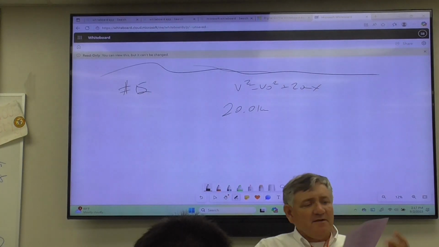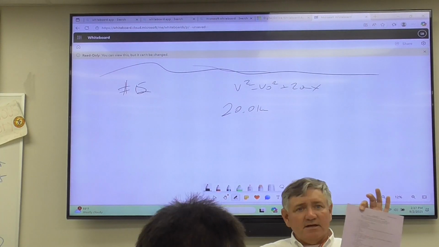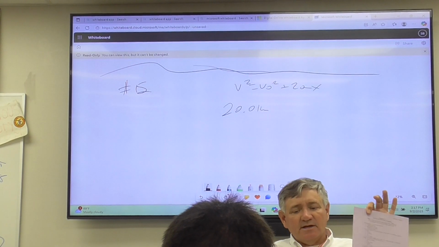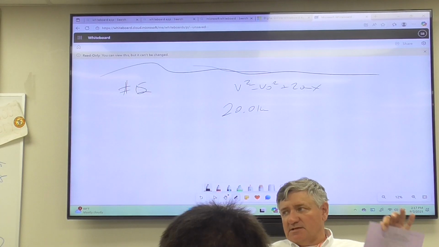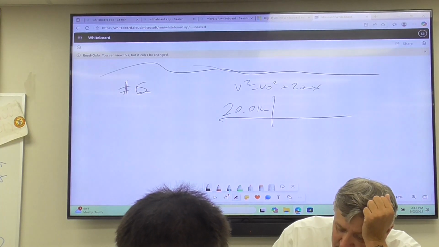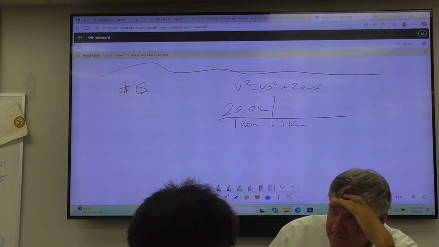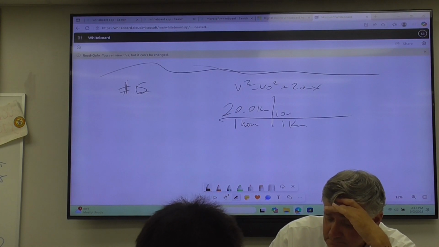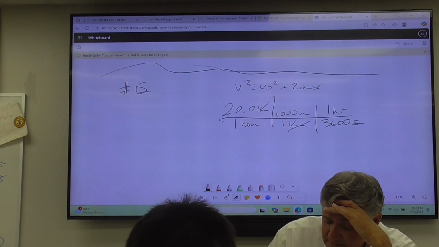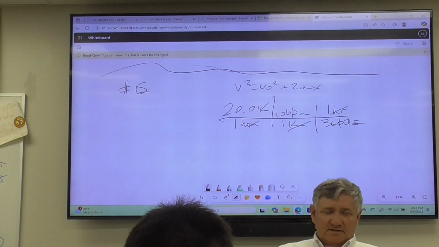Now, on the front of this assignment, I tell you, all calculations must be done in the MKS system of units. Is 20 kilometers per hour in the MKS system? No, it's not. So quick refresher. You have 20 kilometers per 1 hour. 1 kilometer is how many meters? 1,000. 1 hour, 3,600. Kilometers cancel out, hours cancel out. The shortcut version is that you multiply by 10 and you divide by 36.